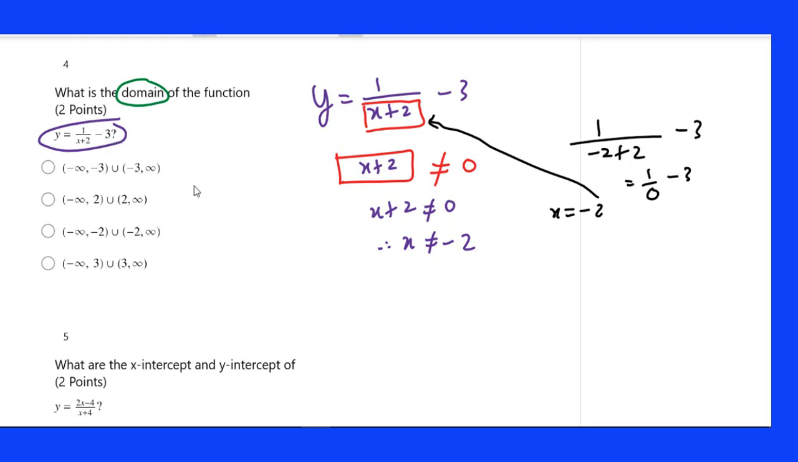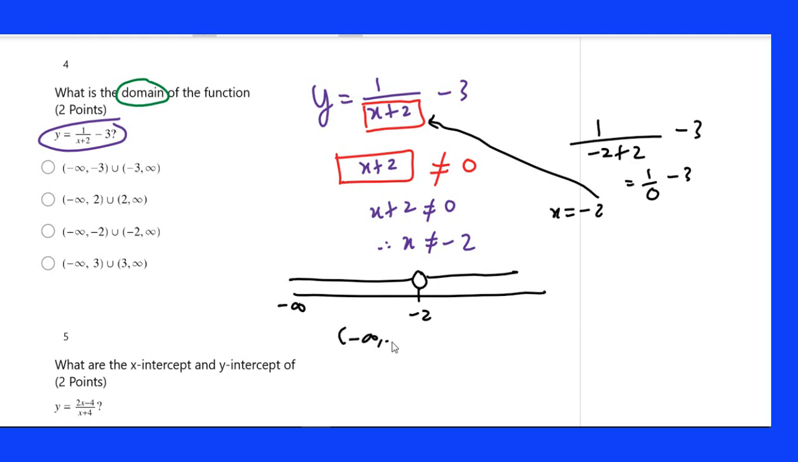For this function, all real numbers except negative 2. From negative infinity up to negative 2, union negative 2 up to infinity. This is the domain for this function. Negative infinity to negative 2, union negative 2 to infinity. This is the option.